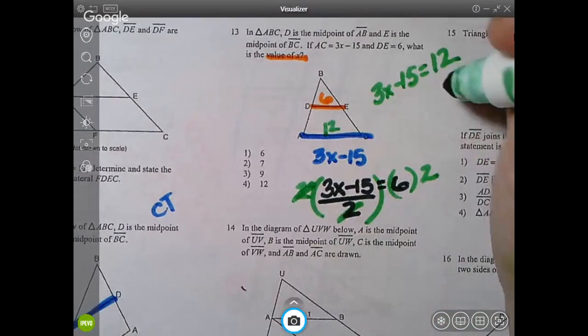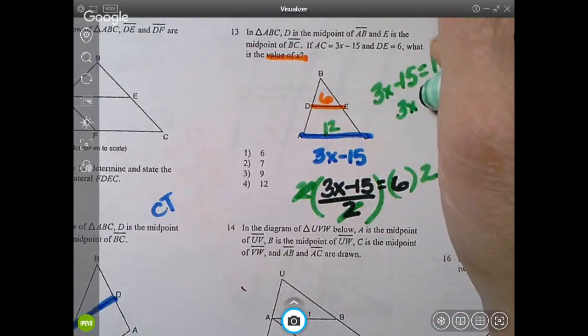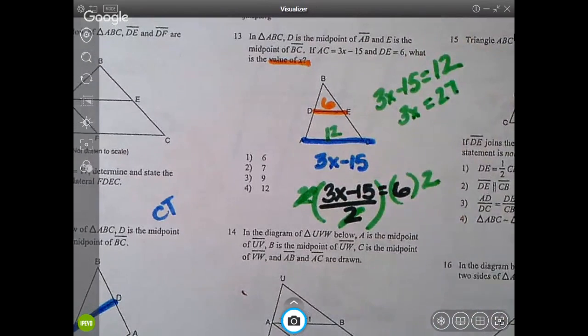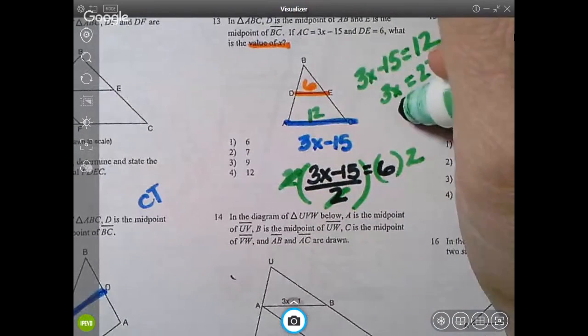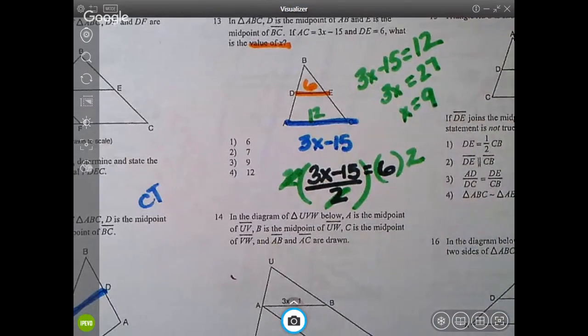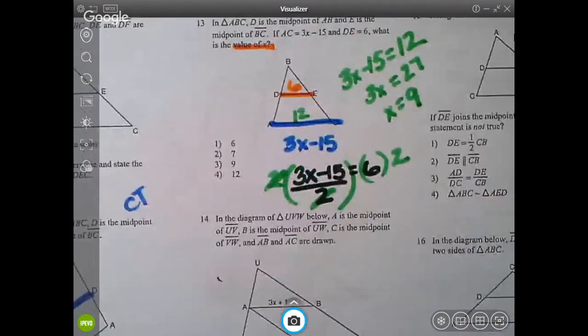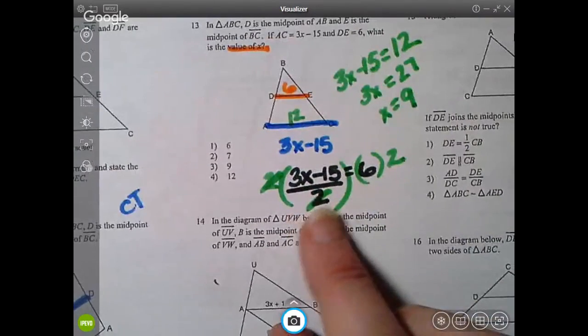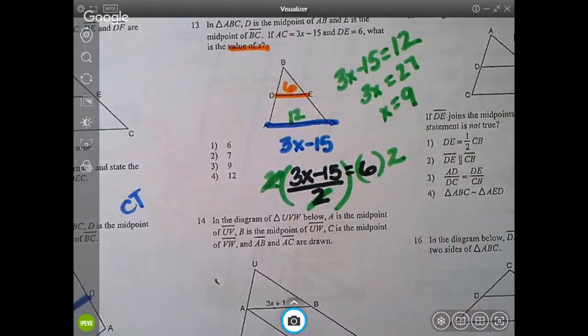Okay? We add 15 to both sides. I'm not going to write that step, but that gives you 27. Divide both sides by 3, and what do we get? X equals 9. You're right. So you can do it like this and divide by 2, or you could have already done the multiplication and solved it that way.